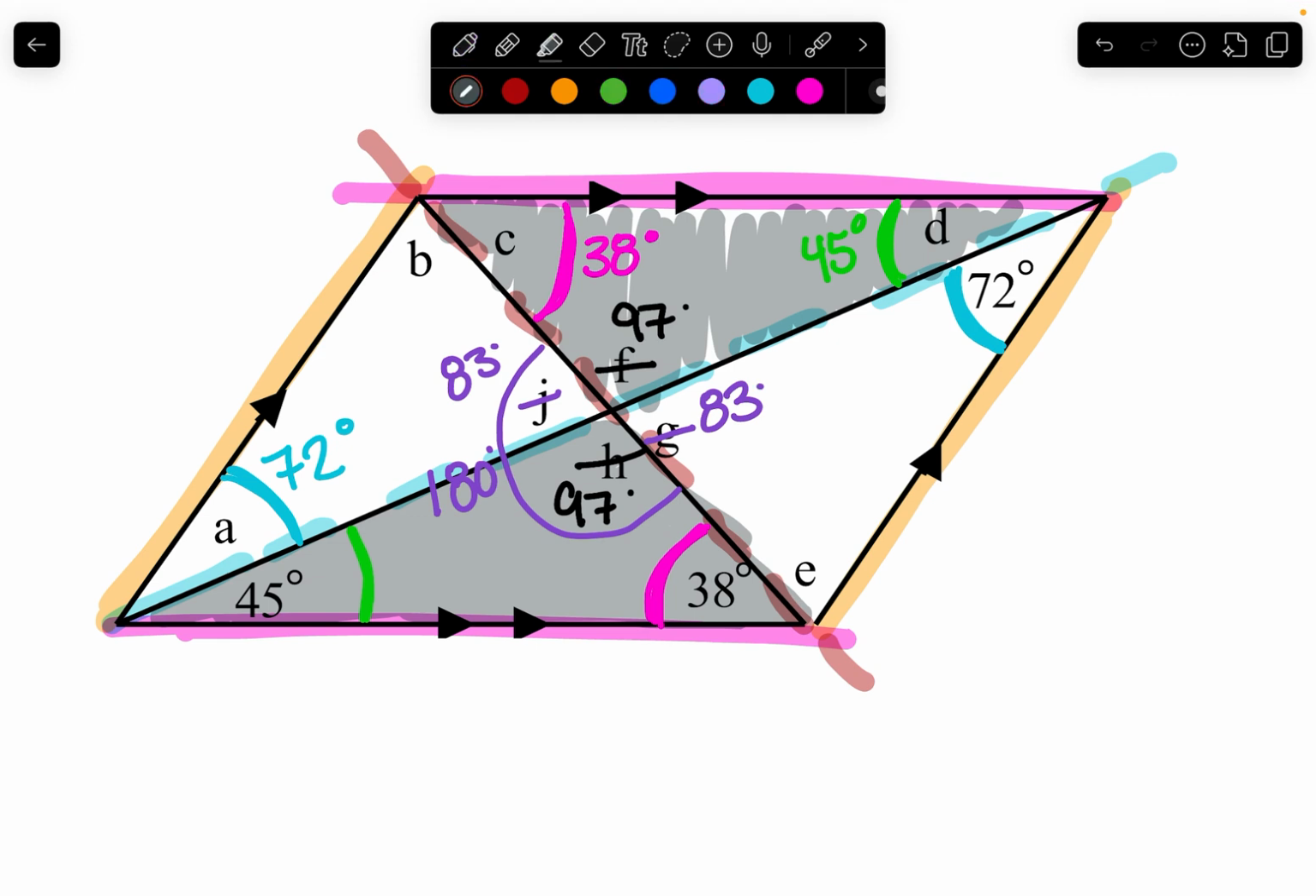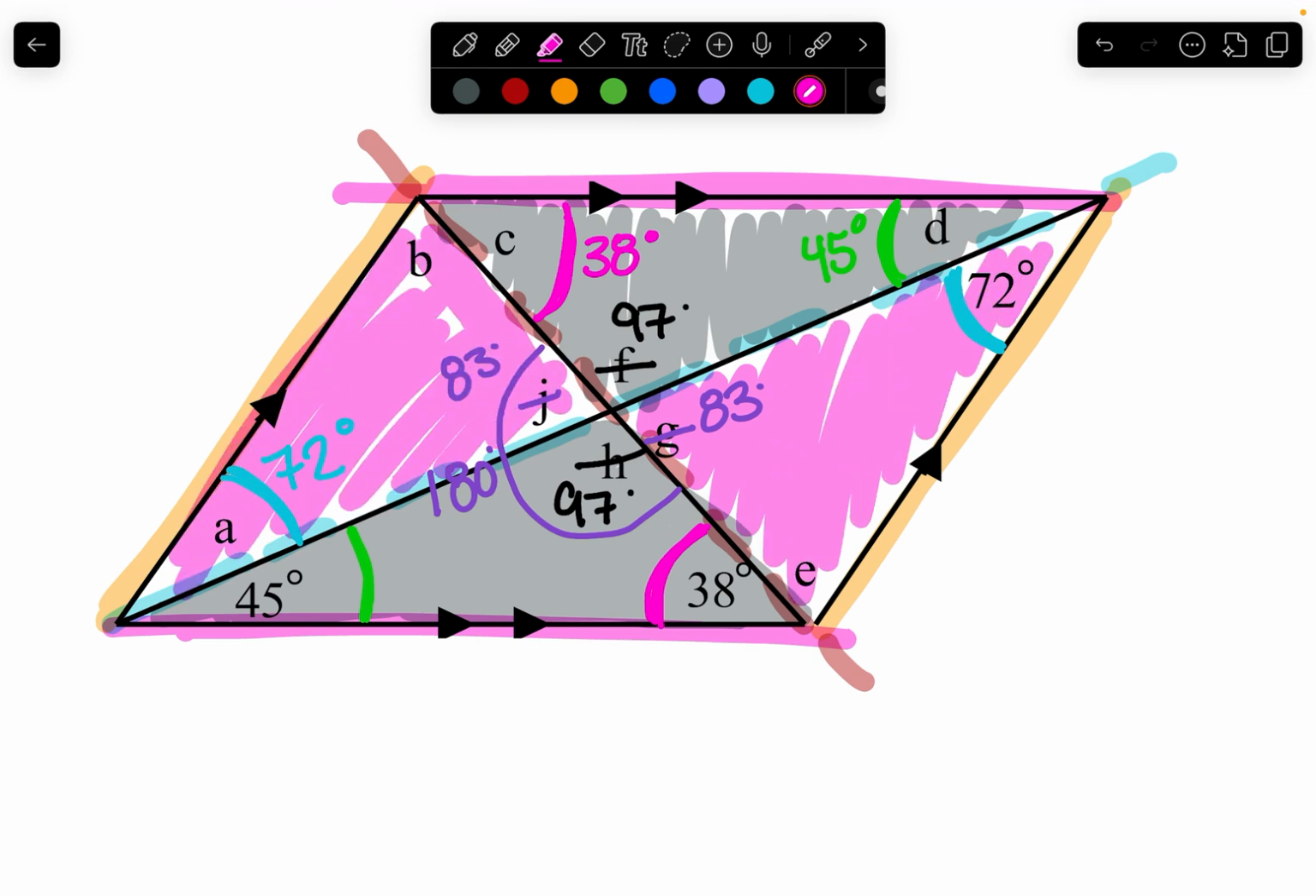And then once we know those angles, we can come over here and we can look at this triangle, and we can look at this triangle because they're the same triangles, okay? And we can use the fact that triangles add up to 180 degrees, and we already have two of those angles. That's going to give me angle B and E. So 180 minus 72 minus 83 equals 25.